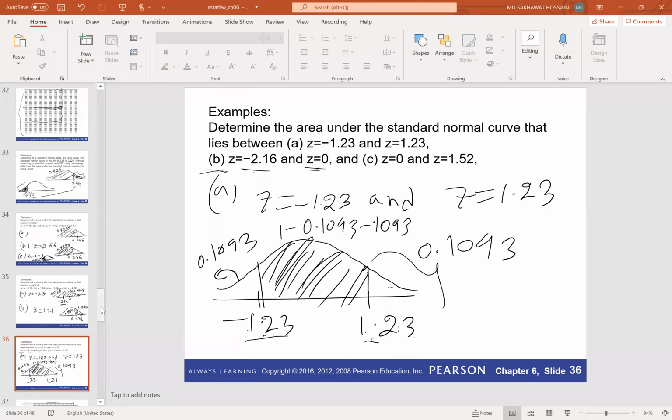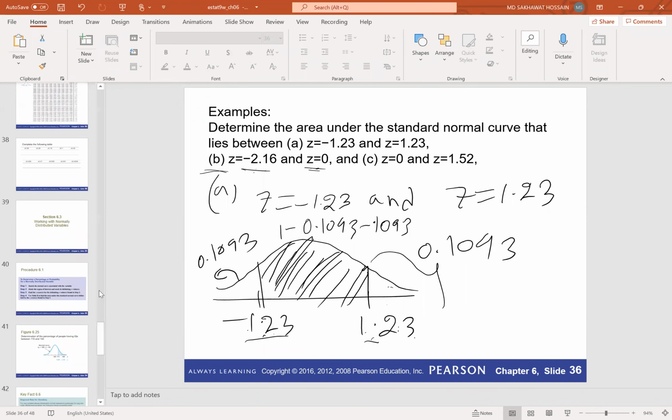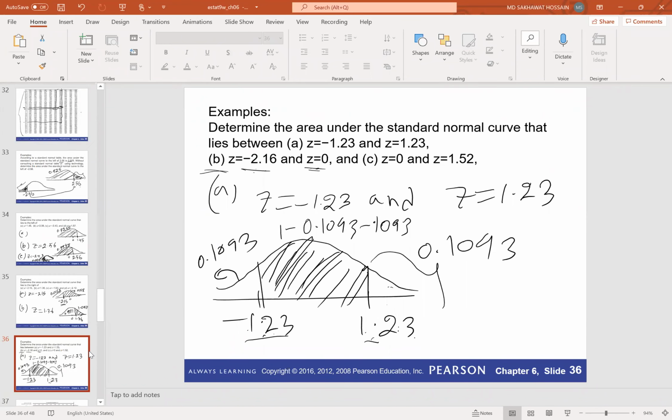Okay, so do you have any questions? Do you want me to go over part B and C, or is it clear to you? Should I go over part B as well? Okay, sure. Yeah, because there are two different numbers, so it will be better if we go over this one.